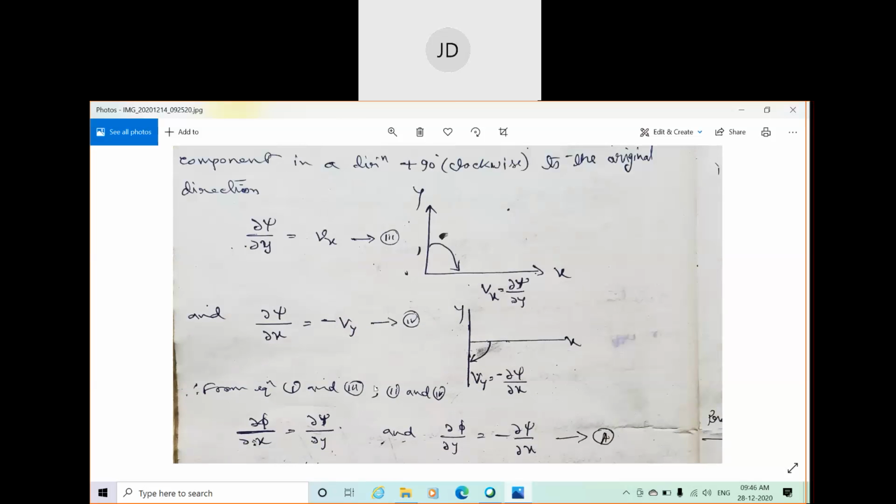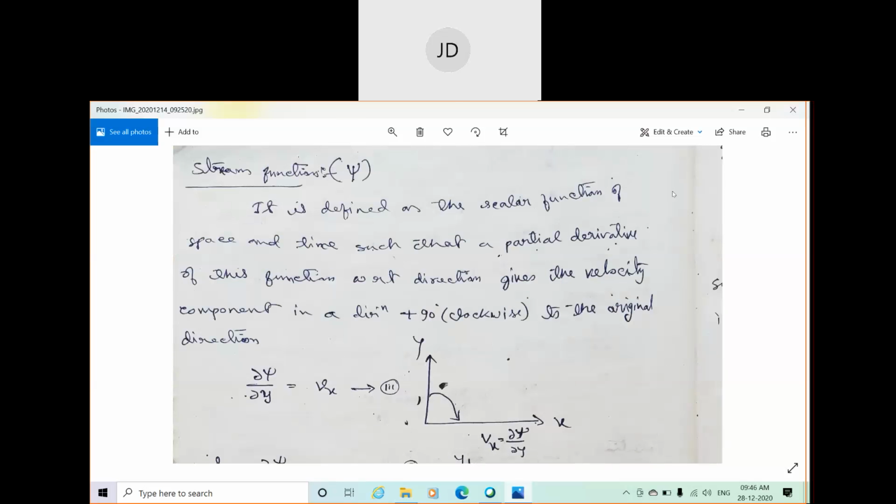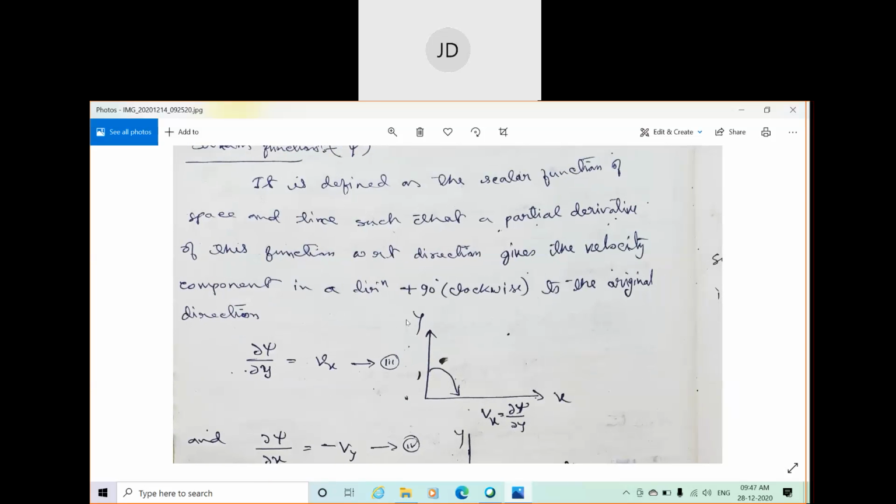Yeah, so let's discuss stream function. If you look closely, the definition is almost similar, but with a slight difference. As per the definition, the stream function is denoted by xi. This symbol represents xi. The stream function is defined as a scalar function of space and time such that the partial derivative of this function with respect to a direction gives the velocity component in the direction positive 90 degrees clockwise to the original direction. It is a little different in the last statement. It may look complicated, but it is very simple to understand.